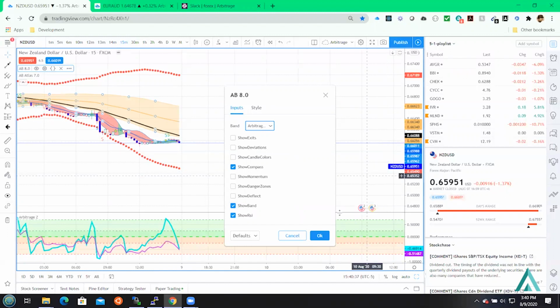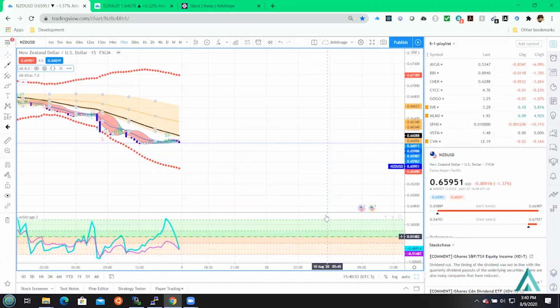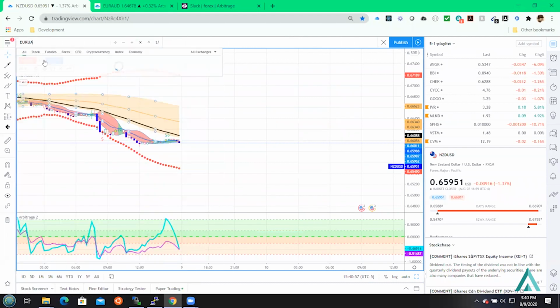But once again, the only thing that matters when it gets to that black line is where these two lines are. If these two lines are still in the red, don't trust that this one is crossing. Right? Okay. All right, let's look at EUR USD.